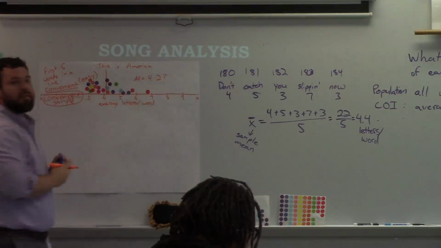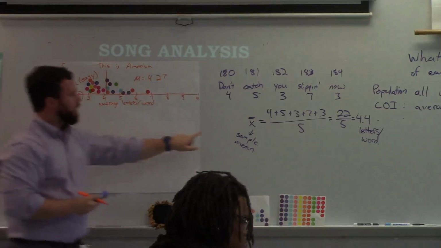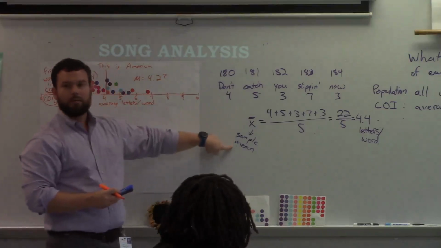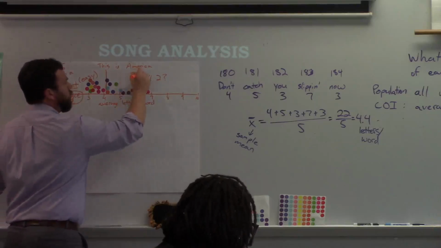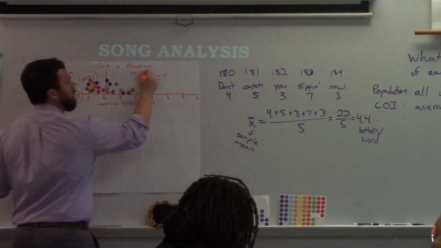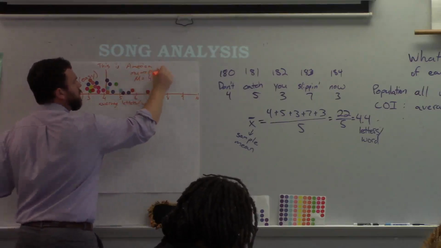Just kind of estimating, right? By the way, sorry, I should have clarified this. X bar, that's a what? Sample mean. This symbol right here is mu, a Greek letter mu, and that means the population mean.